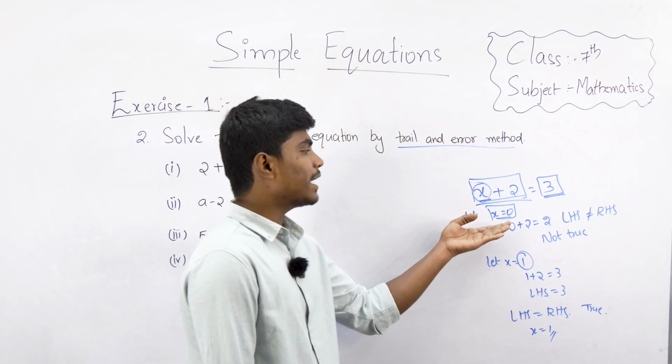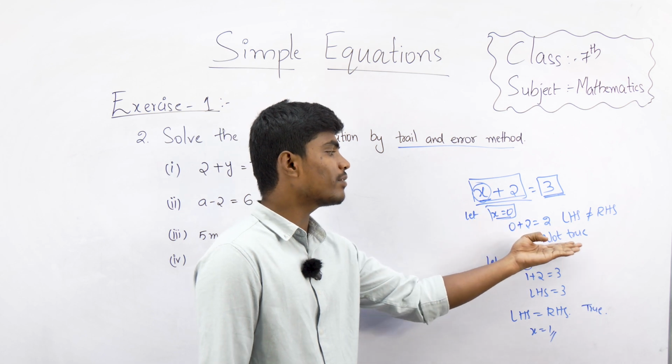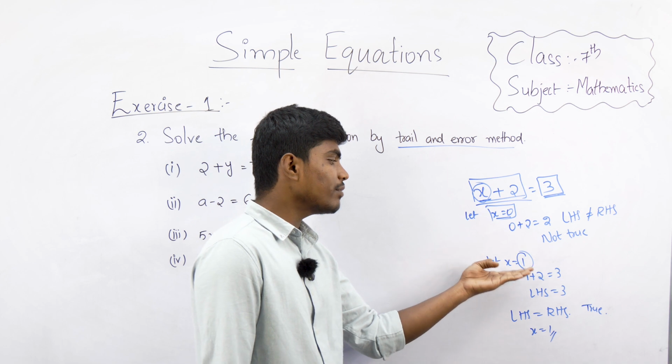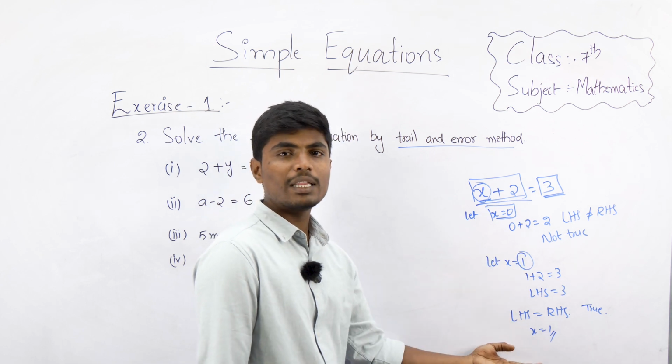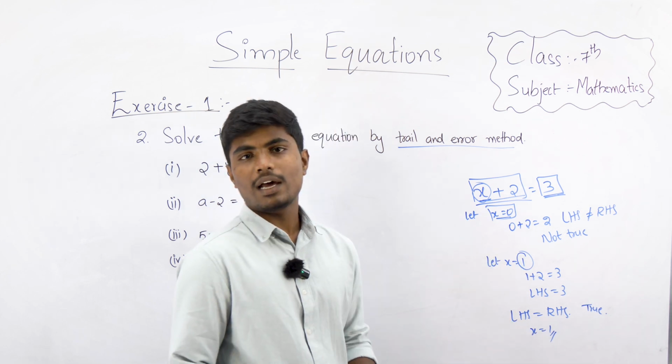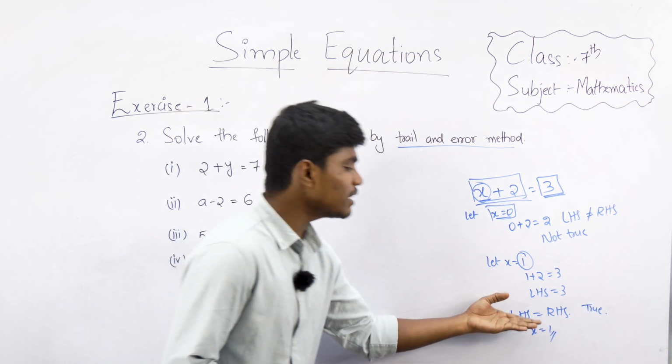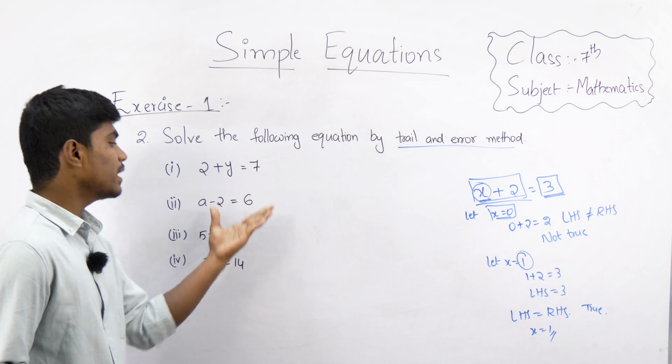Okay, we have to take a random number and check whether it is true or not. If it is not true, we are going to change the value and repeat the process until we get the answer. This is called the trial and error method. By using this method, we have to solve the equation.